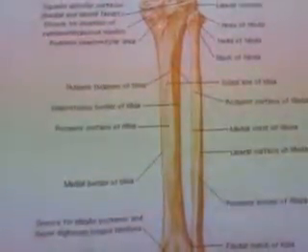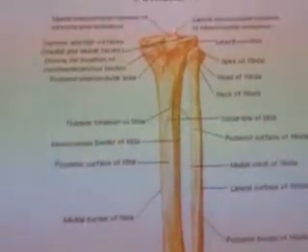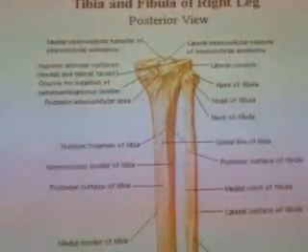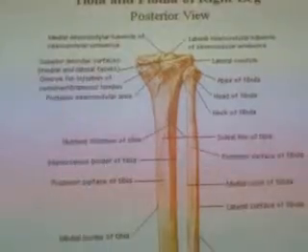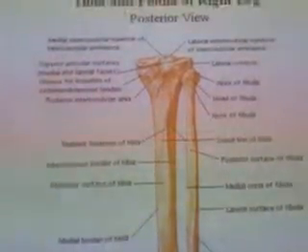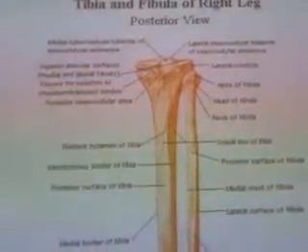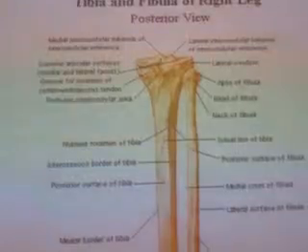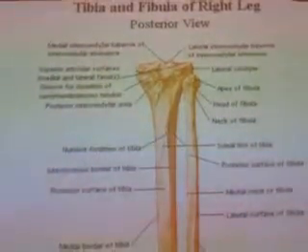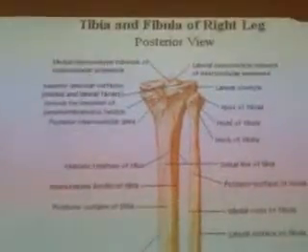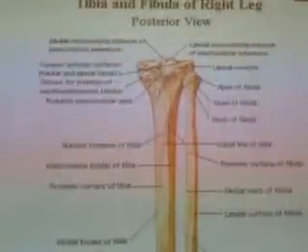This is the posterior view seen from behind. So the upper part, this part, is called the popliteal surface. Why is it called the popliteal surface? Because it forms the base of the popliteal fossa? No, not for that reason, but because it gives insertion to a muscle called popliteus here. So that's why it is called the popliteal surface.